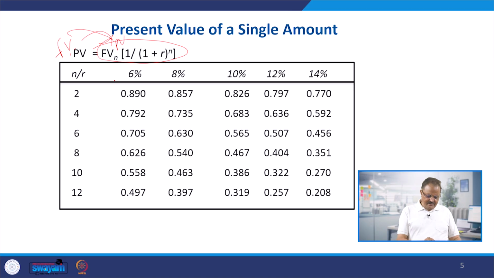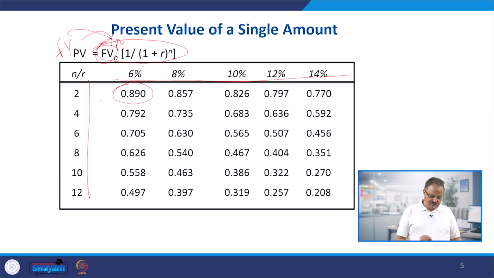On one side you are given the rate of return: 6, 8, 10, 12, 14. On the vertical axis you are given n, the number of years. So for example, say you want to calculate the present value of a single amount which is going to be earned in the future. If you know the future value, how much it is in the present is found by multiplying by this factor.